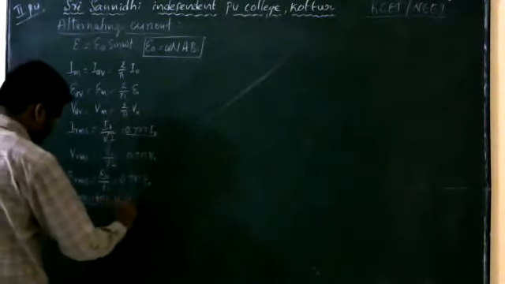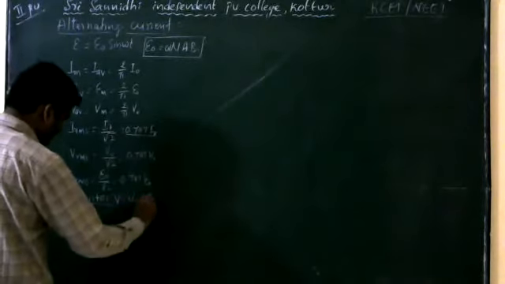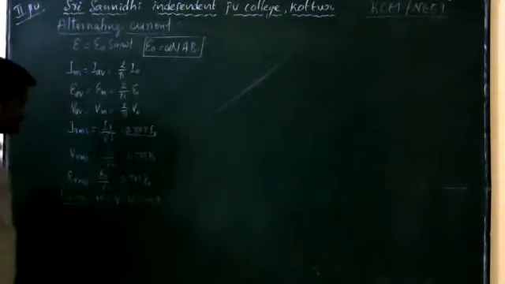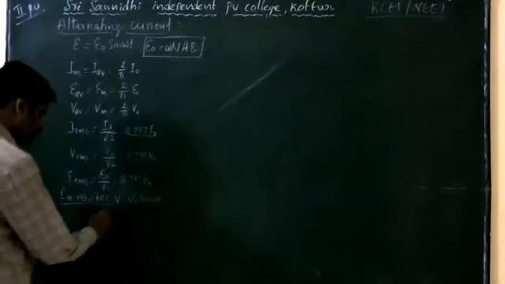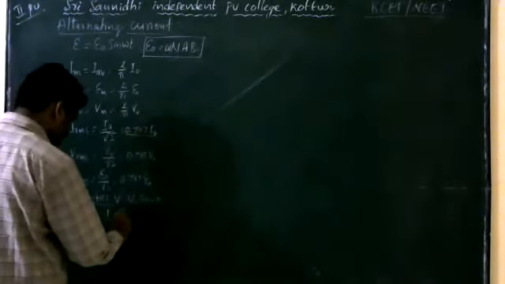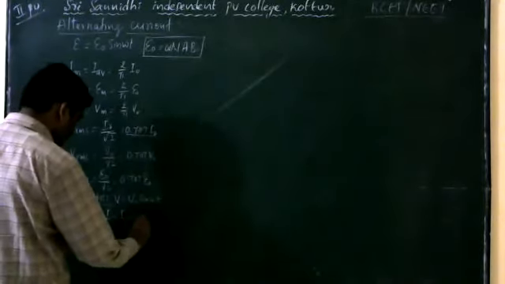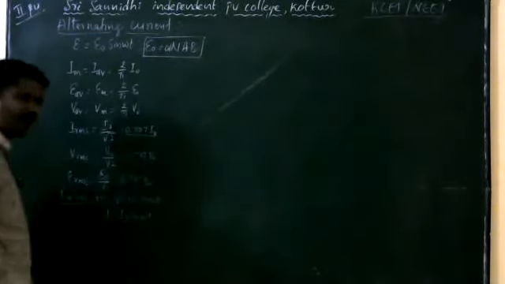V is equal to V naught into sin omega t. Voltage will be applied to the resistor. How much current will be obtained? I is equal to I naught into sin omega t current will be obtained.